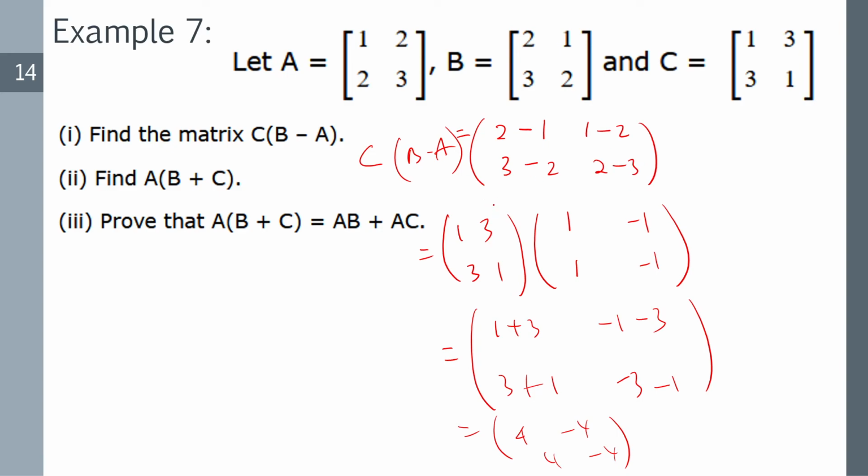You can't put your C over here. You can only multiply with C in front. Okay, then you can do number 2 and number 3.